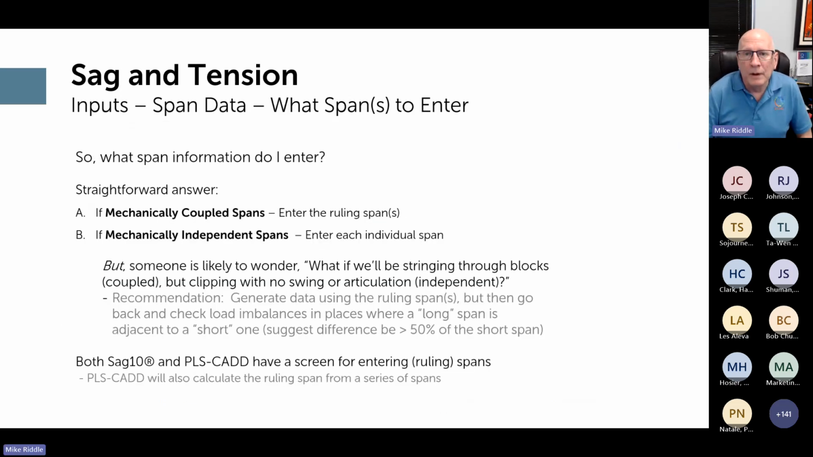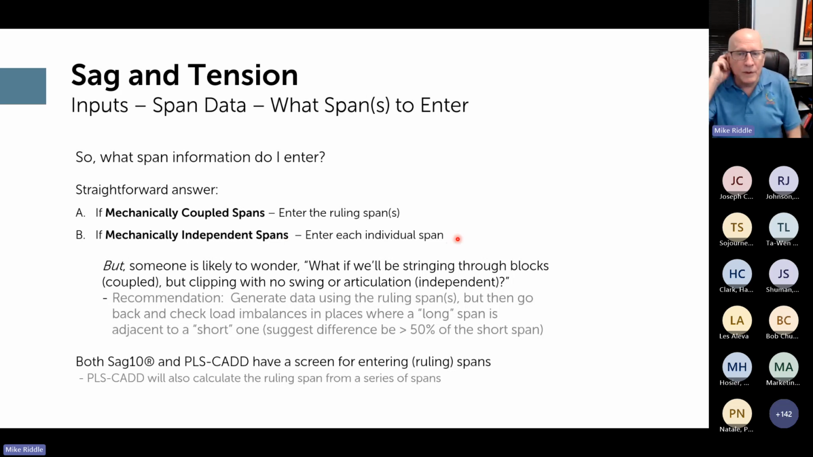So bottom line, what span information am I going to enter into the program? Well, if you know the spans are mechanically coupled, you'd enter the ruling span or ruling spans. If it's a really long line, you've probably broken it up into different segments. If it's mechanically independent spans, then you have to enter each individual span.